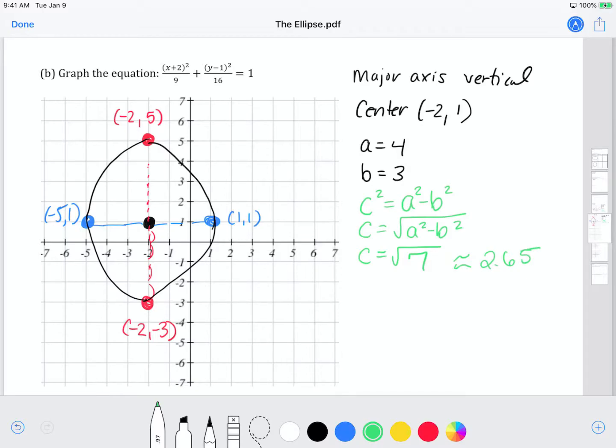So from the center along the major axes, I would go in either direction a little over 2, but less than 3 units. So I would come out 1, 2, and 0.65, about right here. That would be the first focus point. And then 1, 2, and then another 0.65, that would be around here. So here's one focus point, here's the other focus point.